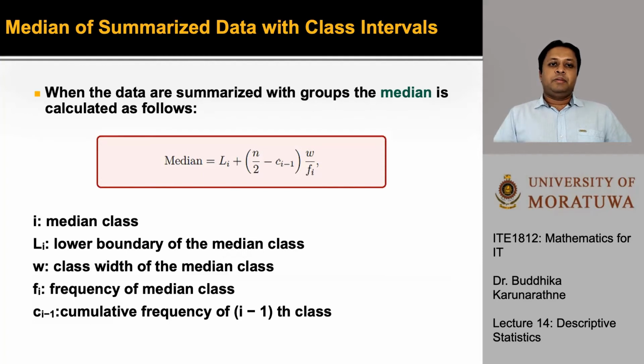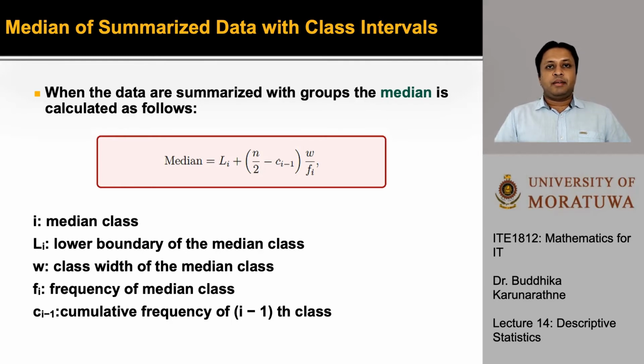Now, the next step is to calculate the median of summarized data with class intervals. This is the equation you see on the slide, which is used to calculate the median for this instance of summarized data with class intervals. The equation is given as median is equal to Li plus ((n over 2 minus Ci minus 1) times W) over Fi. Let's try to understand what the symbols represent.